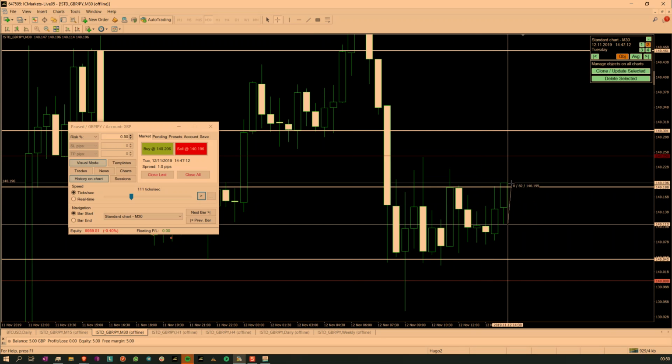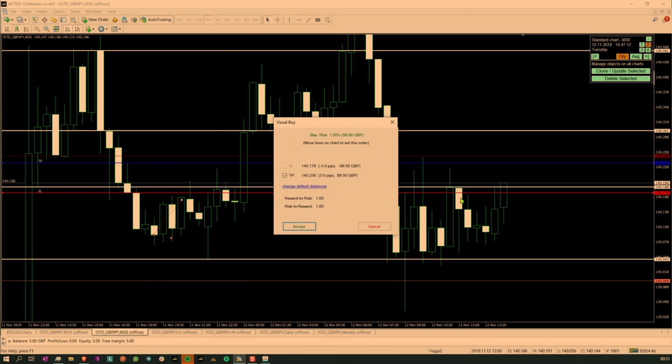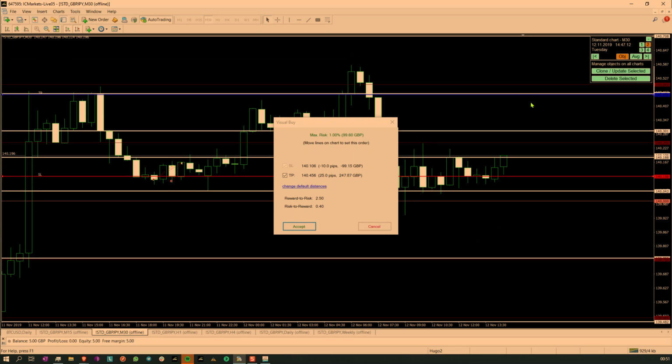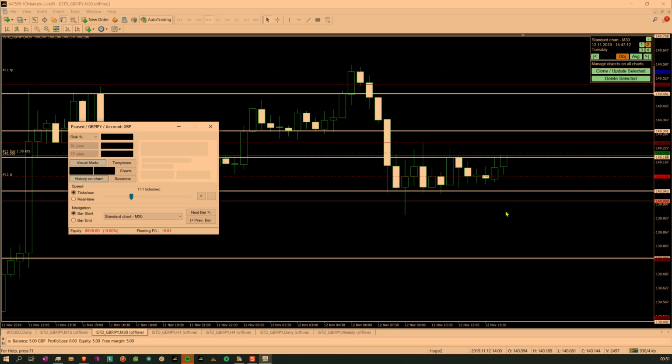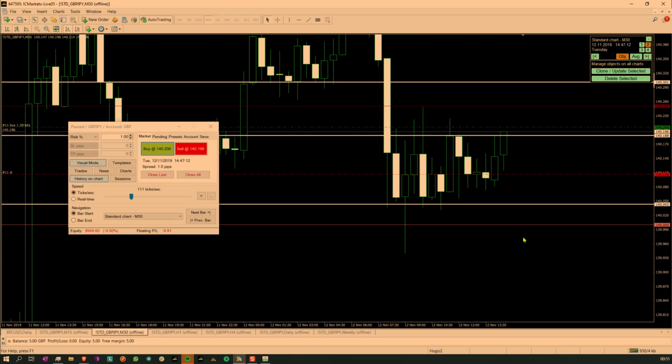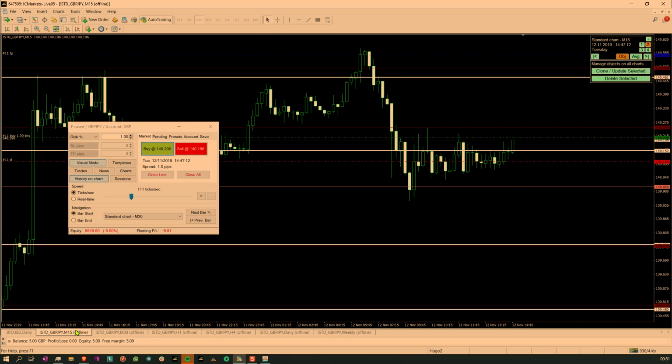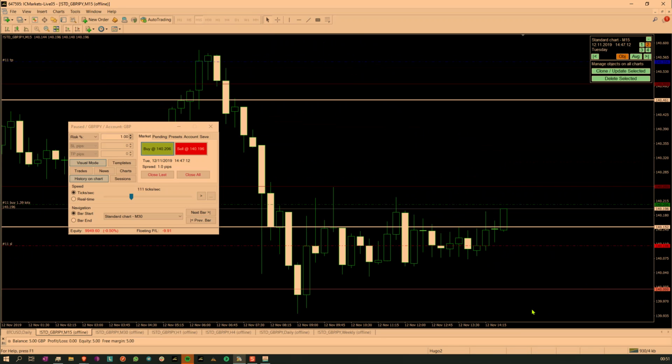How many pips? The stop is around 10 pips, so I'm going to execute the buy here. 1%. Impulse buy. Visual. 10 pips in here. I just leave it open. Okay. Let's see how it plays. I have to manage in the M15. You get used to it.